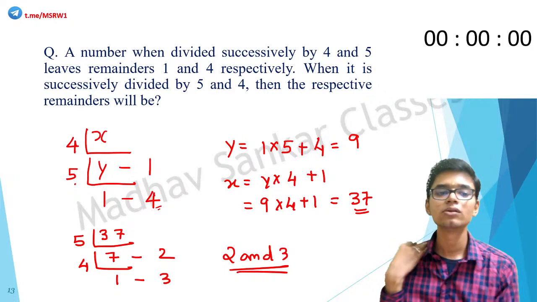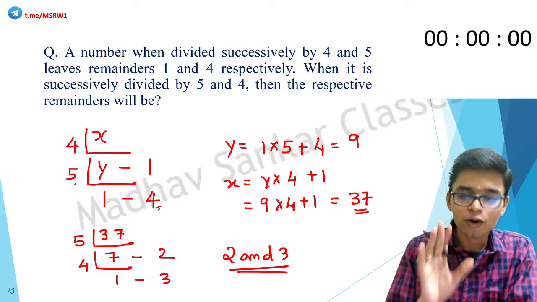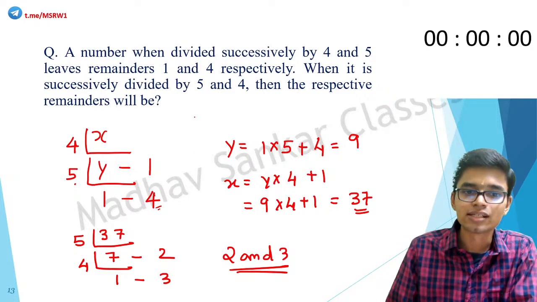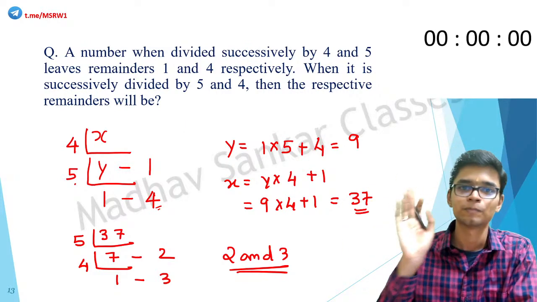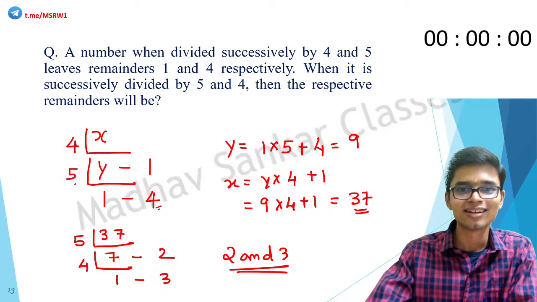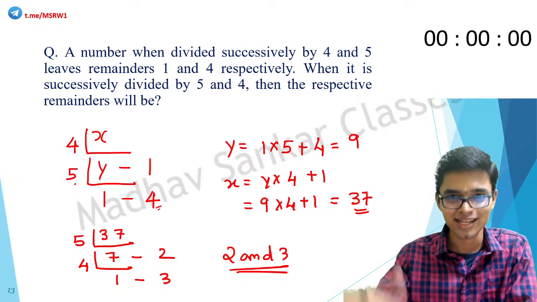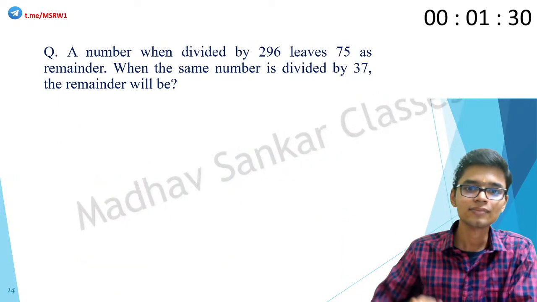Did you understand how we do this? The only formula that you need to know to do this question is dividend is equal to divisor into quotient plus remainder. Okay, I hope you understood. Nobody is telling me anything. So I think you understood and hence I am going to move on. If any of you need more explanation, just tell me, okay?